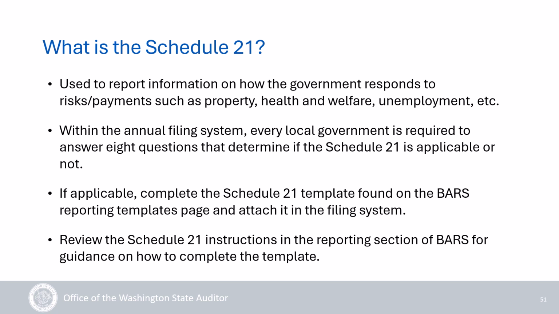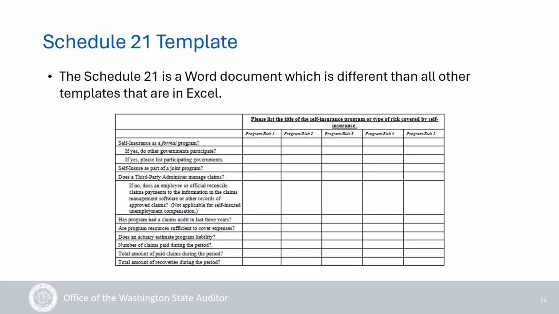There definitely are some complexities that go into this schedule in defining what self-insured means. So we recommend utilizing these instructions in the BARS manual for additional guidance. This is just a snippet of what the Schedule 21 form looks like. This template is in a Word document, which is different than the other templates that are typically in Excel. That is because this form is not uploaded and only attached to your report in the filing system. You would complete this if you self-insure for any of those risks that we talked about, and you would input additional information on how you self-insure, any claims you made in the reporting year, etc.